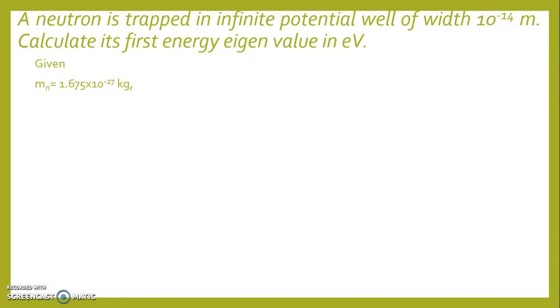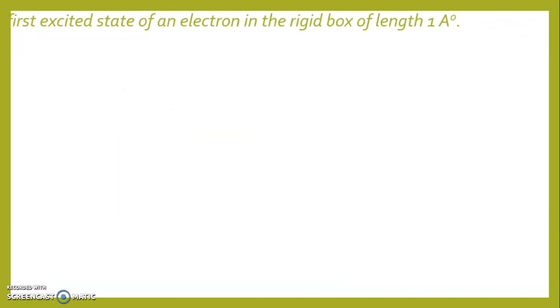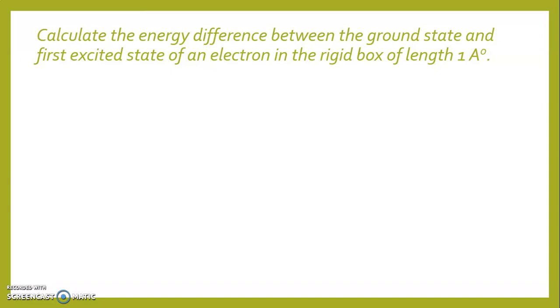Now, next numerical we'll see, which is: calculate the energy difference between ground state and first excited state of an electron in rigid box of length 1 angstrom. What is given? Length of rigid box is given, 1 angstrom, and we have to calculate the energy difference between the ground state and first excited state of an electron in rigid box. So ground state, n starts from 1, so ground state is E1 and first excited state will be E2. So we will find out the difference between energy eigenvalues E2 minus E1.